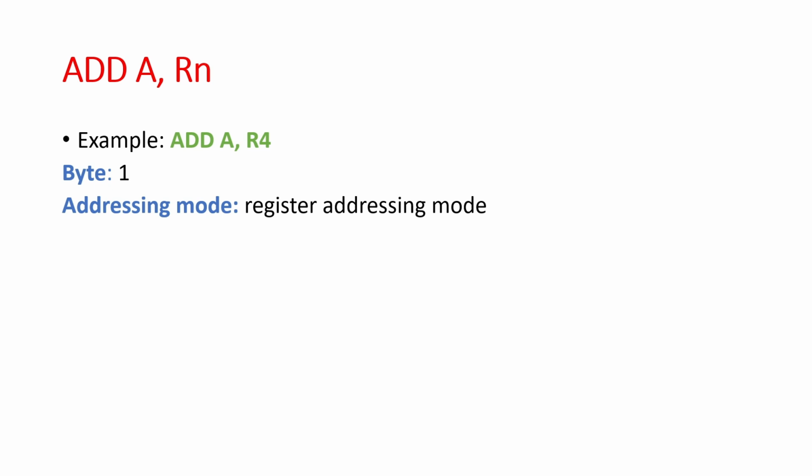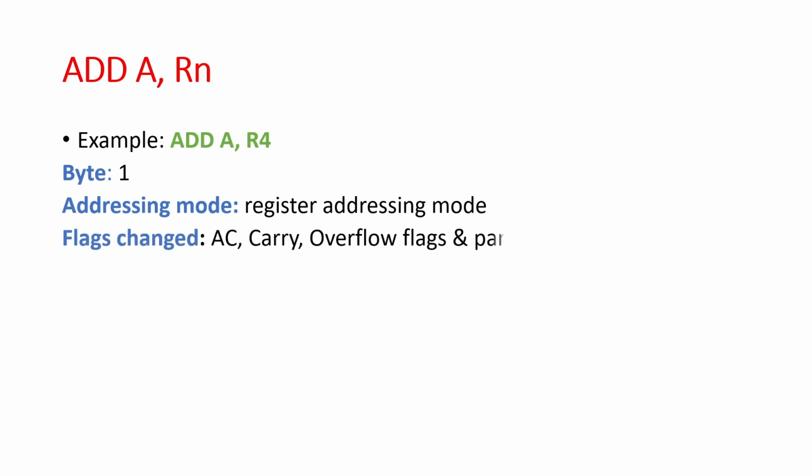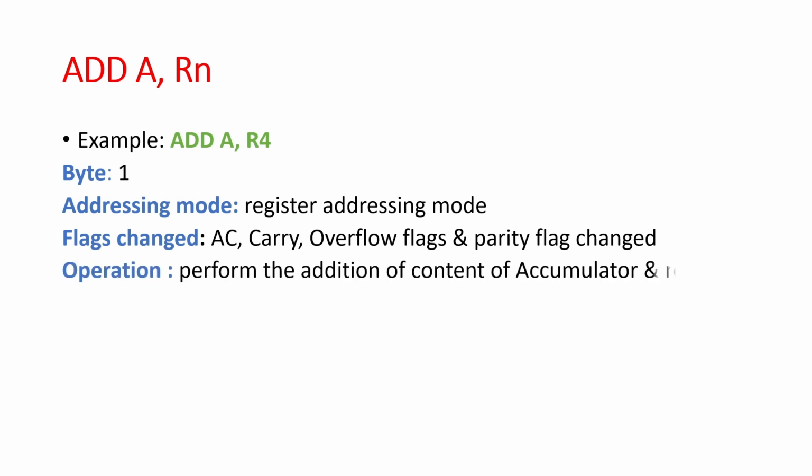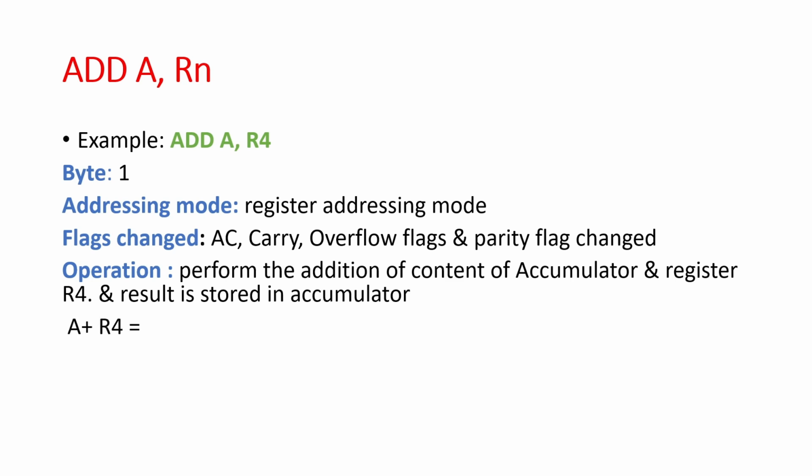See the next instruction, ADD A, Rn. Example is ADD A, R4. This is a 1-byte instruction. Addressing mode is register addressing mode. Flags, auxiliary carry, overflow and parity flags are changed. Now the operation. This instruction performs the addition of the content of accumulator and register R4 and stores the result in accumulator.